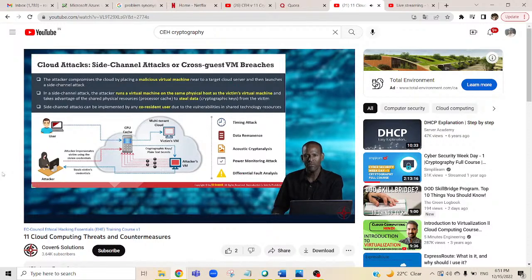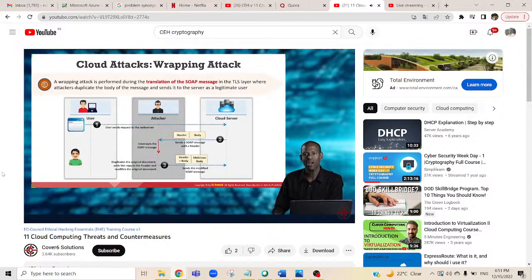So there are lots of attacks that can happen between guests because they're on the same hardware. And you can analyze that, do some cryptanalysis, some other types of analysis, and eventually crack into another VM.